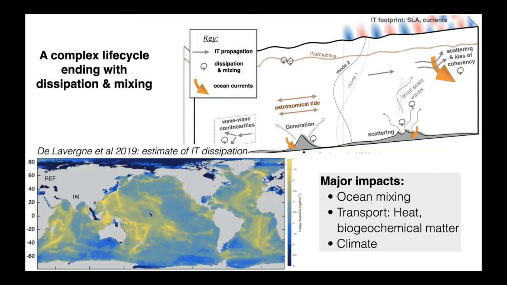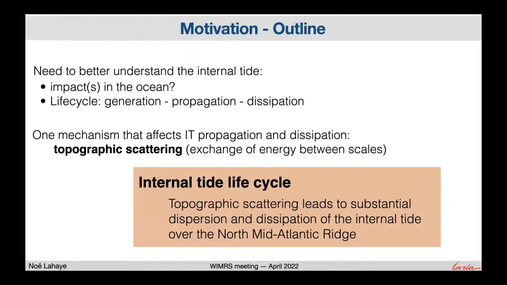Here you have a map of an estimation of this dissipation of internal tide in the world ocean. When it occurs, this dissipation triggers mixing, which is very important for the global ocean circulation, for transport of heat and biogeochemical matter, and in the end for climate and the climatic role of the ocean. This brings me to my main motivation, which is that we need to better understand the internal tide and its impact in the ocean.